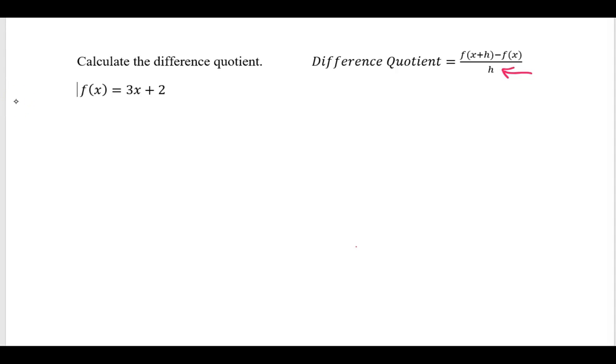Now we're already given f of x, which is equal to 3x plus 2. So we can replace f of x here with the value 3x plus 2. So that part of the problem is already done. So all I'm missing is the f of x plus h. Not a problem. So what I'm going to do is I'll take my equation, and wherever there's an x, I'm going to put in instead x plus h.